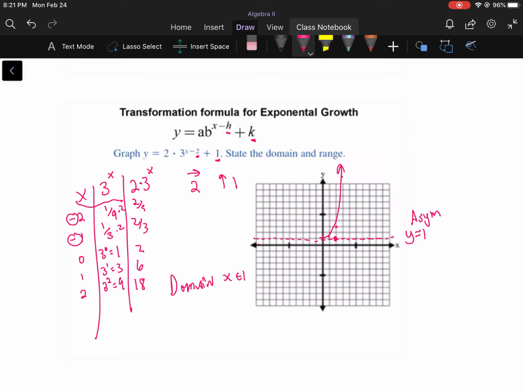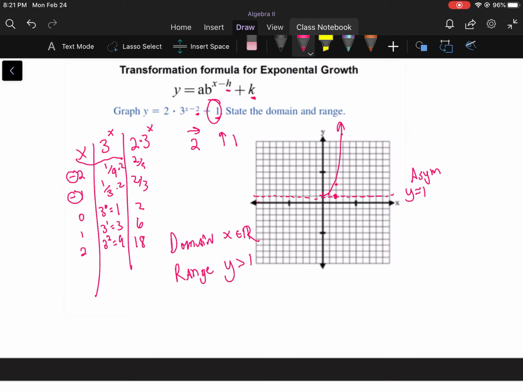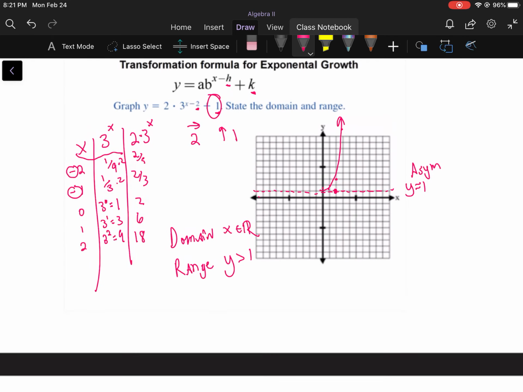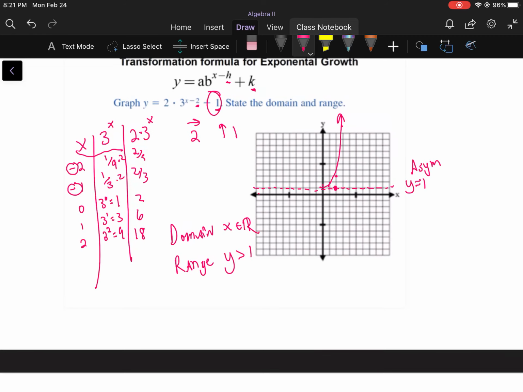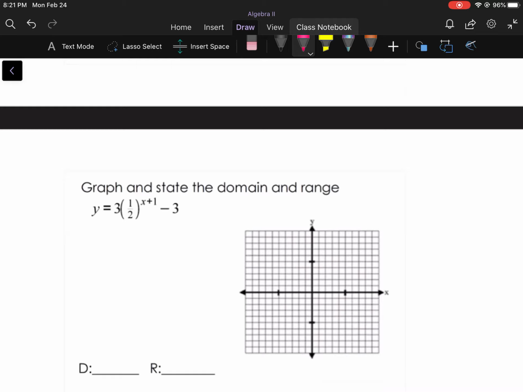My domain is all real numbers. My range is y is bigger than 1. It's basically that number, just like it always has been for parabolas, absolute values. And what did we graph last time around? I'm blinking right now, but our square roots and cube roots.